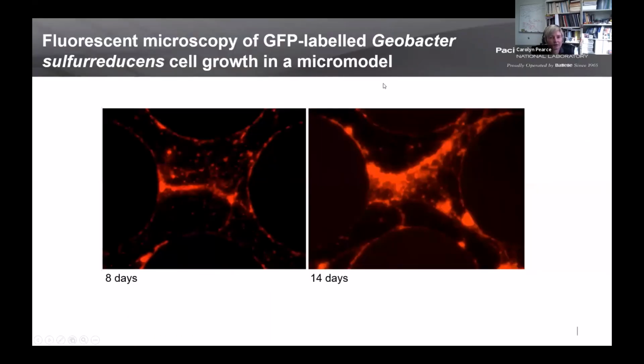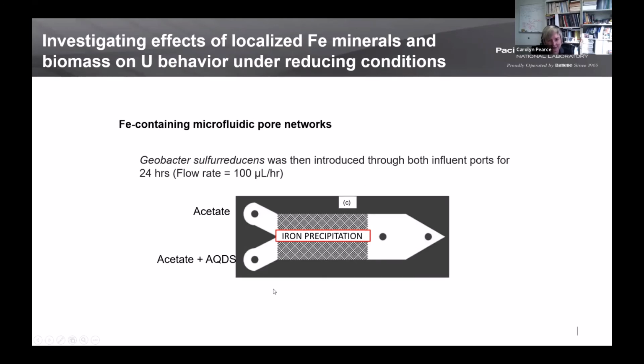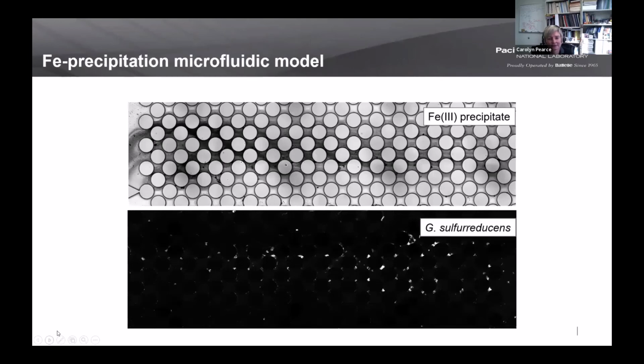So this is a green fluorescent protein labeled Geobacter sulfurreducens that let us look at the growth using fluorescent microscopy. And you can see that they're growing at sort of the downflow side of these in the pore space where the flow is reduced. And you can see that they grow in this region over time. Then, having established our microbial community, we also wanted to look at the effect of minerals, and so we precipitated an iron oxide phase within the micromodel, and then we added in the bacteria to grow on that iron phase. And this is what it looks like.